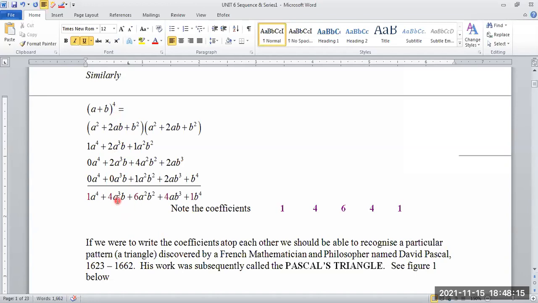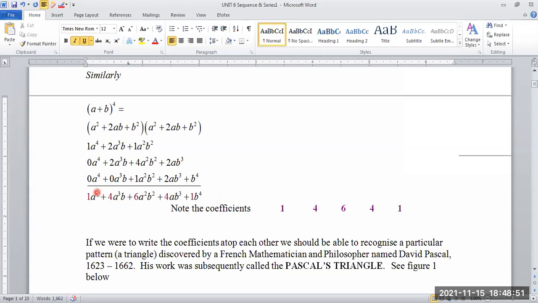When I move to the other term, a cubed loses a power, so it becomes a squared. But when it loses that power, b has to pick it up. So b now moves from b to the first to b to the second. 2 plus 2 is 4. When it goes to the other term, a loses a power, so it becomes a to the first. But best believe that b is going to pick it up, so instead of b squared, it becomes b to the third. And this can only go one more time, because when a loses one more power it becomes a to the 0. But b better take it up, so it becomes b to the fourth.